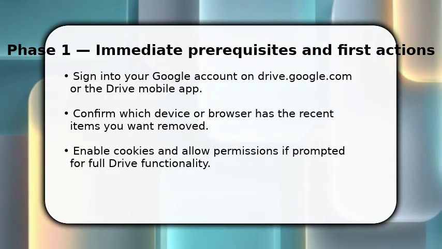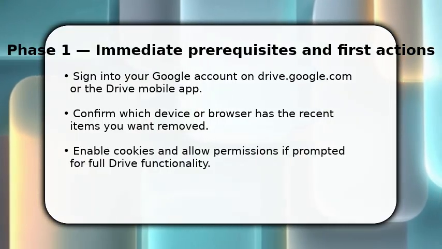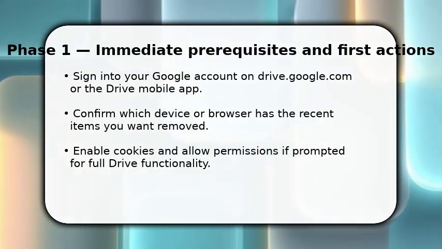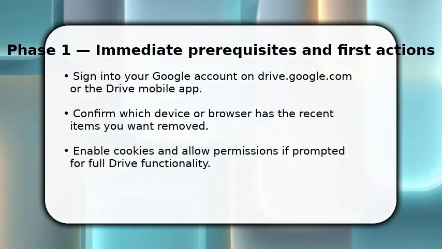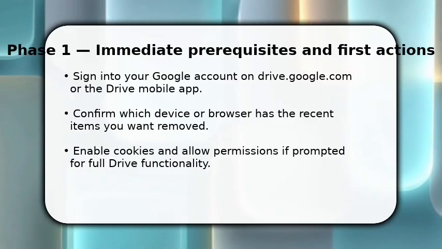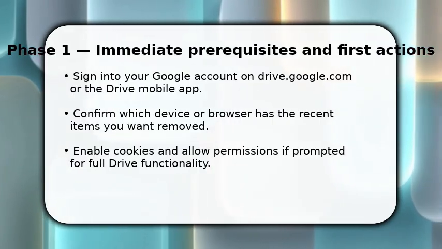You start by signing into Google Drive and going straight to the recent view. This is where Drive lists files by activity. Once done, make sure you're on the correct account. Switch accounts if necessary, because deletions apply to the active account.